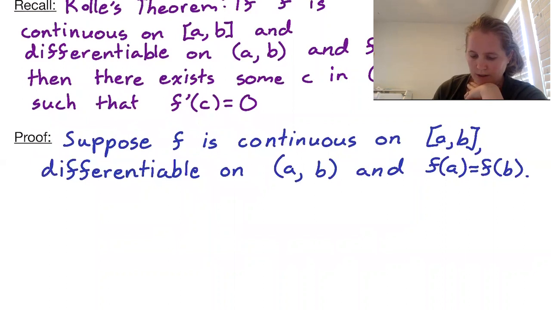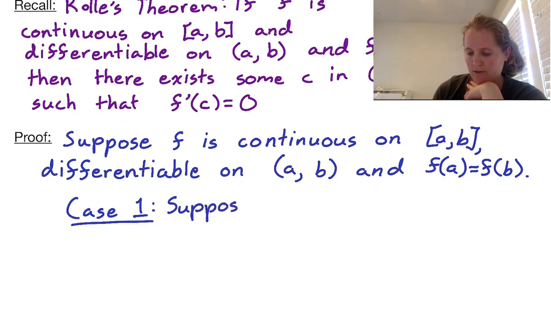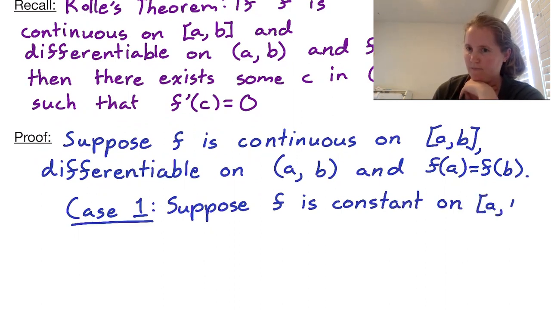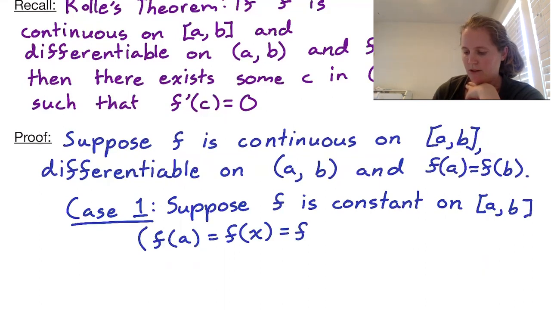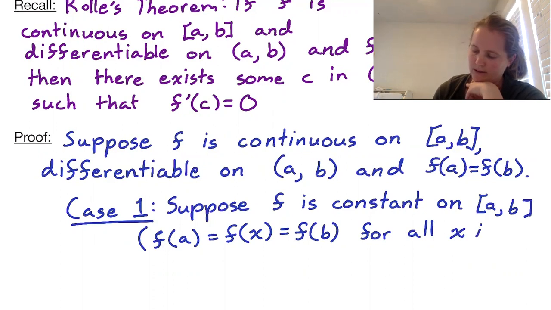So case 1, suppose f is constant on the closed interval AB. So in other words, suppose that f of A equals f of x equals f of B for all x in AB.